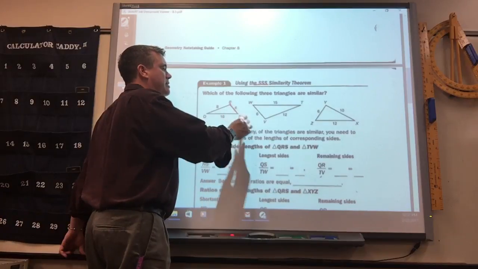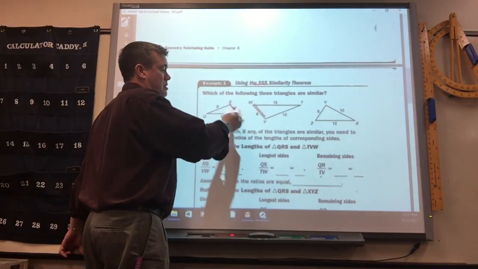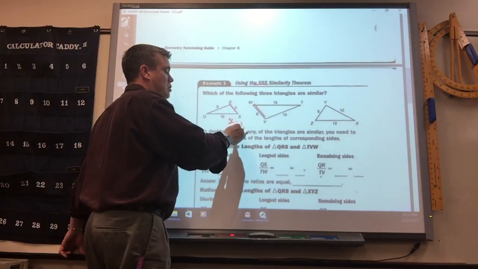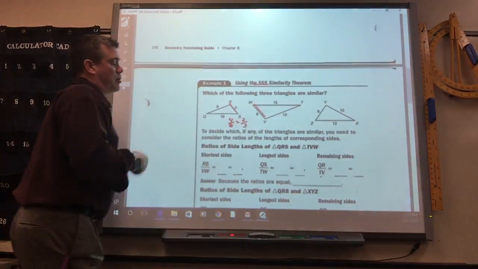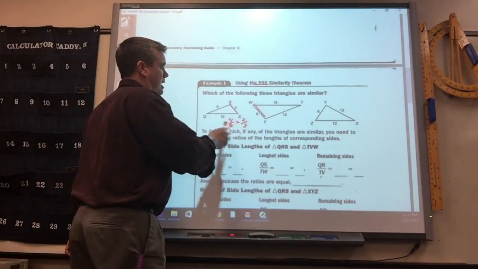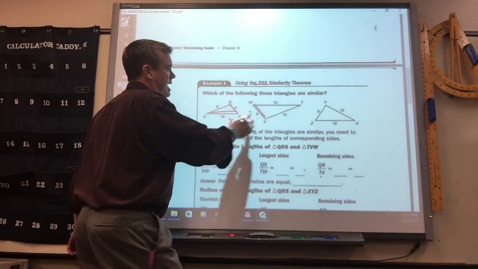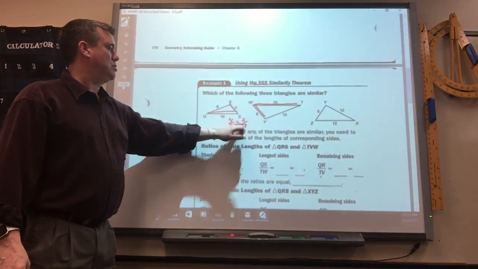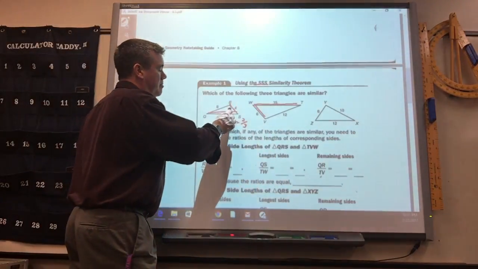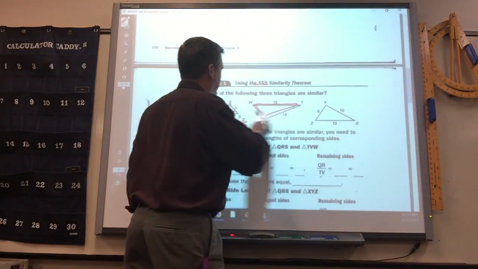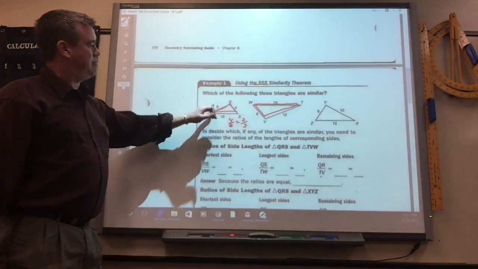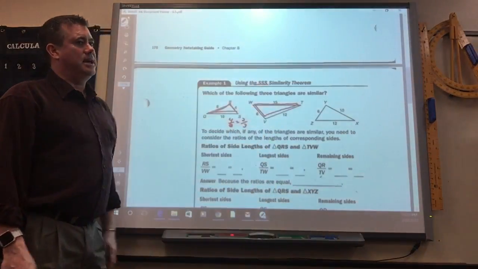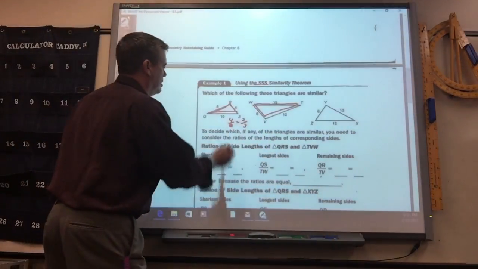The short side to the short side is 4 to 6, which reduces to 2/3. So check to see if the other one's reduced to 2/3. This is the long side, and this is the long side. 10/15 does reduce to 2/3. And then the middle side to the middle side, 8 to 12, you can divide them both by 4 and you'd get 2/3. So it is these two, so then you got to write the similarity statement.